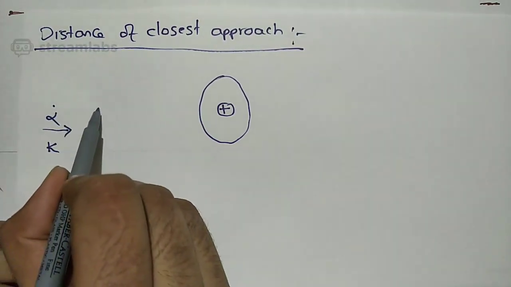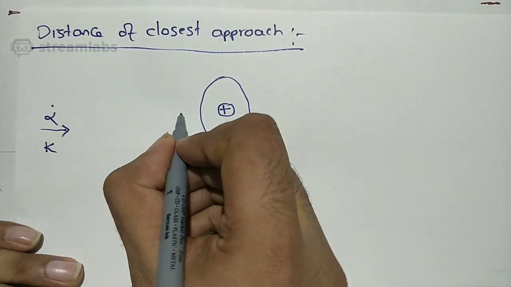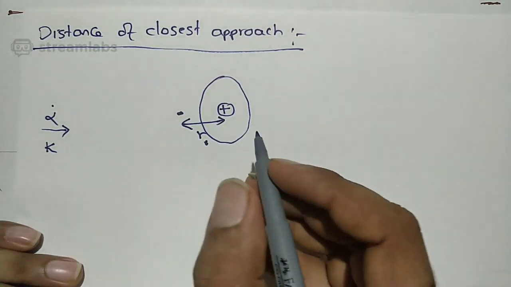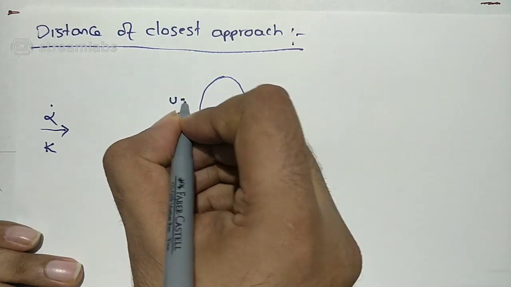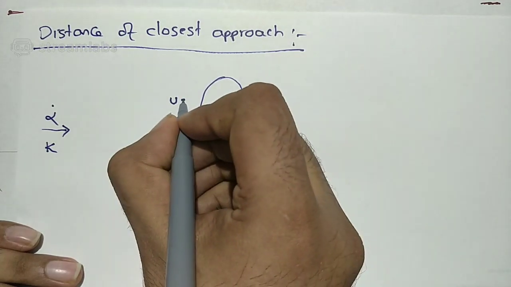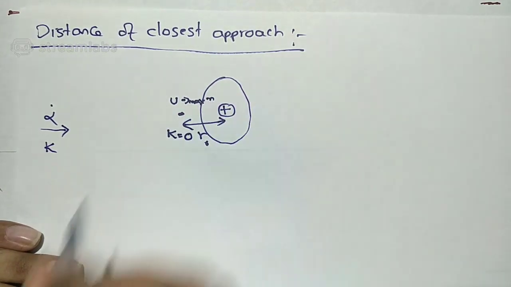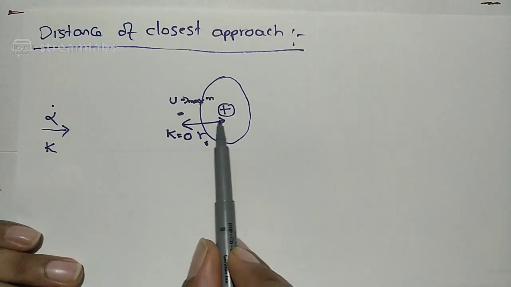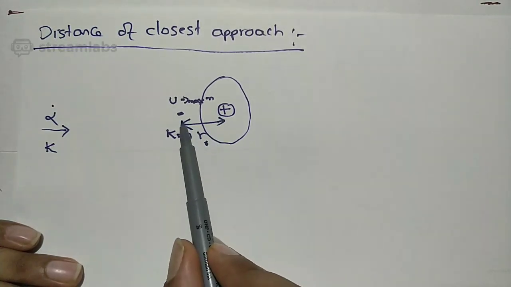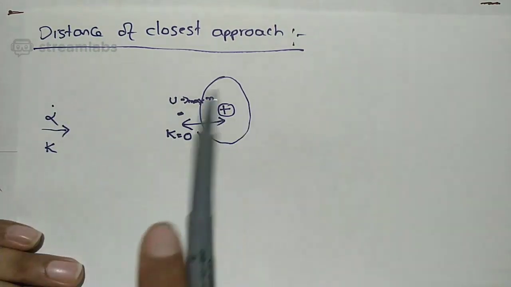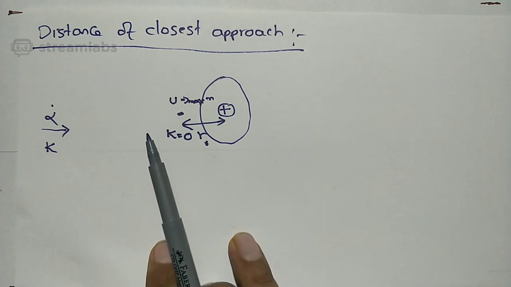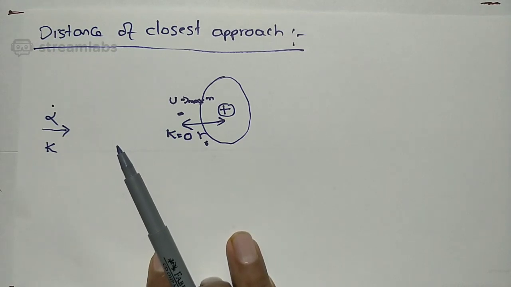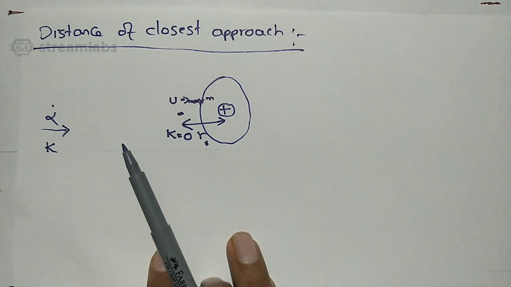So now the alpha particle comes closer to the nucleus. Somewhere, when it is at a distance of r0 from the nucleus, its kinetic energy becomes zero and potential energy becomes maximum. Once its kinetic energy is zero, it cannot travel further. So this distance between the alpha particle and the nucleus is called the distance of closest approach. So what is the distance of closest approach? It is the least distance from the nucleus at which an energetic alpha particle traveling towards the nucleus stops.